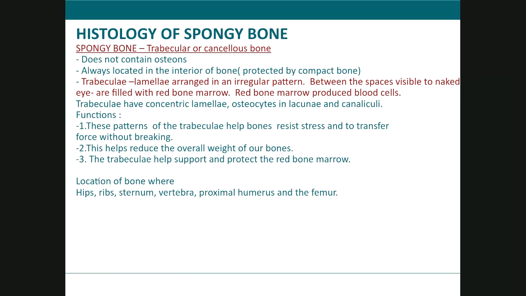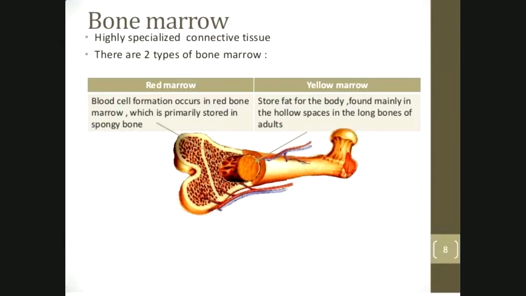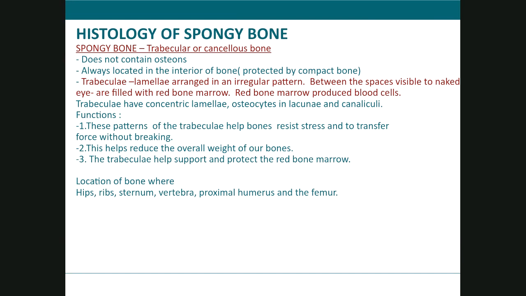Now look at spongy bone. Spongy bone is different than compact bone because it does not contain osteons, and spongy bone is always located on the interior part of the bone. If we look at spongy bone, you can see what we call a trabecular pattern. This is visible to the naked eye, and it looks like a sponge.